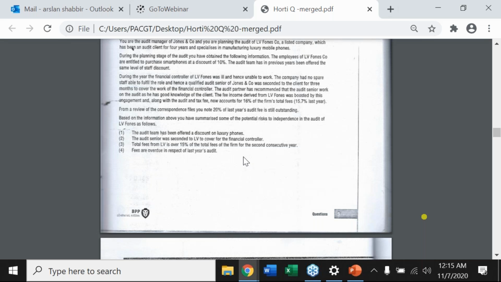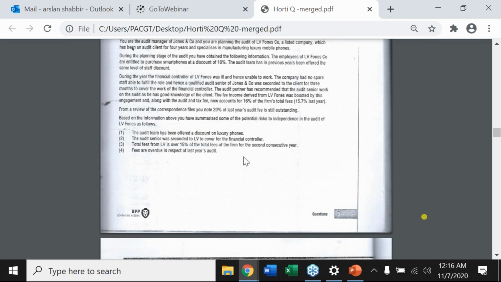So you need to consider one more point: any gift which is given by the client, you need to focus on the worth of the gift and who is receiving the gift, or you can say the audit client is offering the gift to whom. If the audit client is offering the discounts on luxury phones to the audit team, it is material. But if the same discount is offered to an engagement partner or senior partner, it is immaterial.